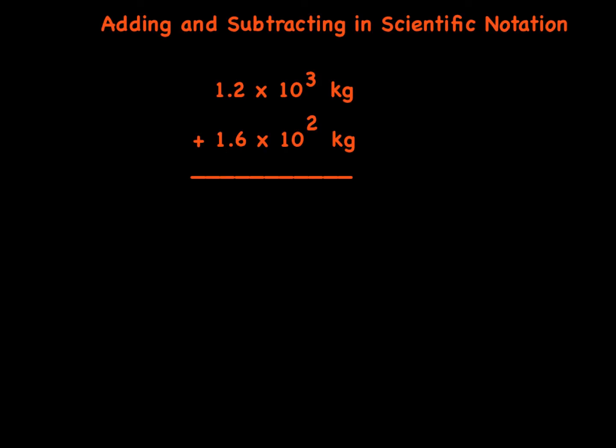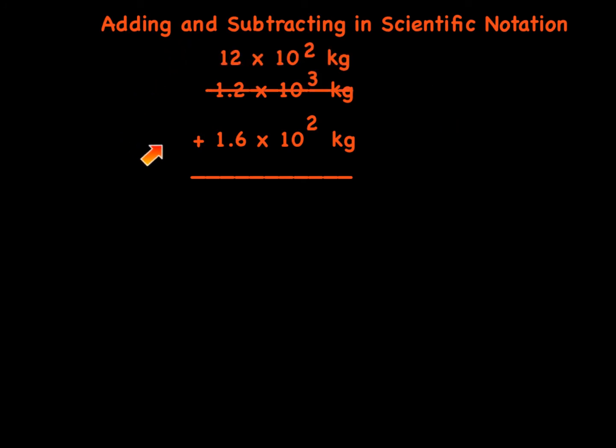When adding and subtracting in scientific notation, the first thing you must do is make sure that both of the exponents are the same. So I will have to change this exponent to a 3 or change this one to a 2 in order to add my m values. Let's first change this exponent to a 2. And since I'm decreasing the exponent by 1, that means that I'm going to increase my m value by 1 place. So this becomes 12 times 10 to the second kilograms.